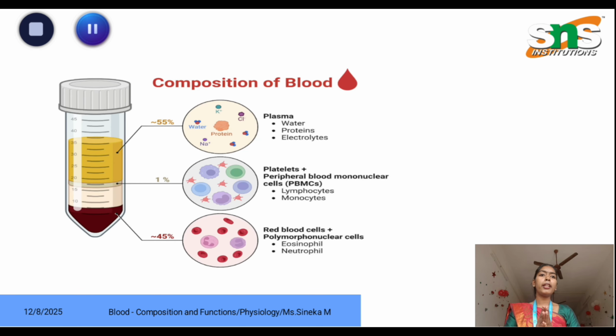Here is the image of composition of blood. The yellow color fluid is called plasma, the white coating is called platelets, and the red color fluid is called red blood cells.